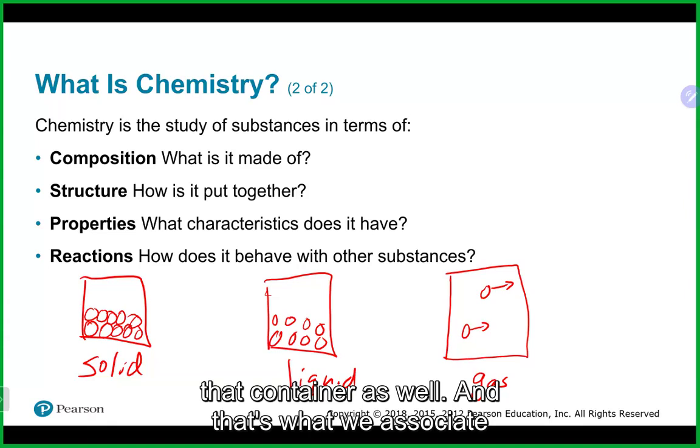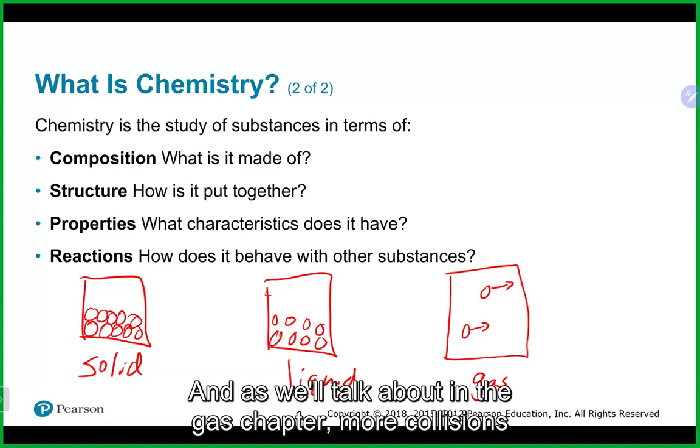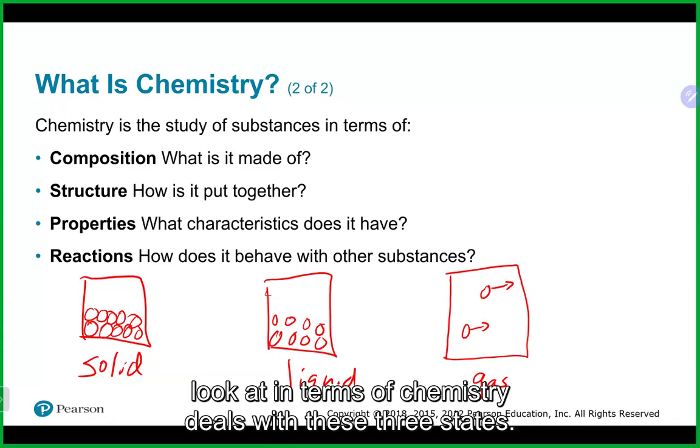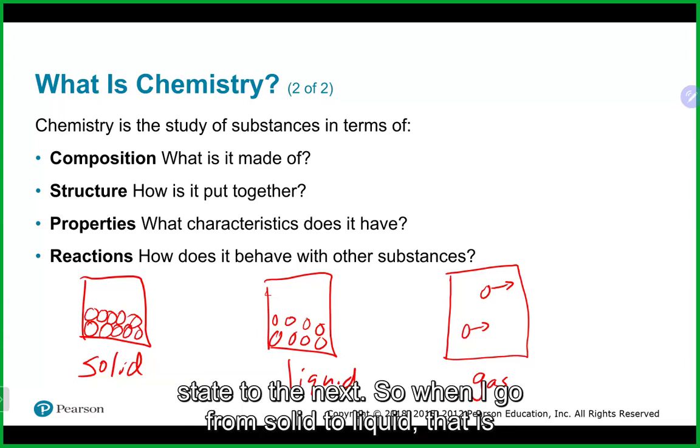And that's what we associate pressure with. And with those sort of collisions that occur, and as we'll talk about in the gas chapter, more collisions usually results in more pressure occurring. So a lot of what we look at in terms of chemistry deals with these three states. It also deals with how we sometimes transition from one state to the next.